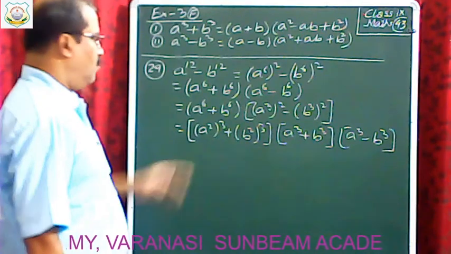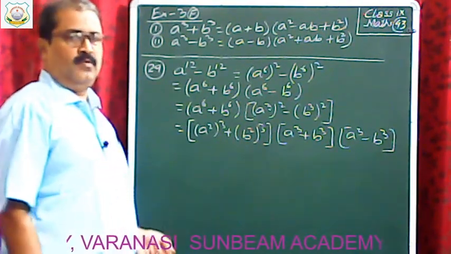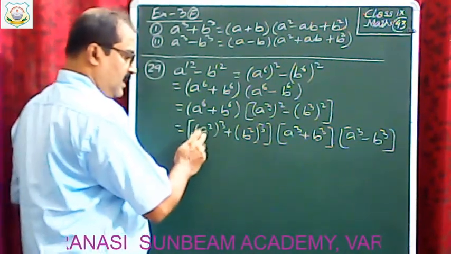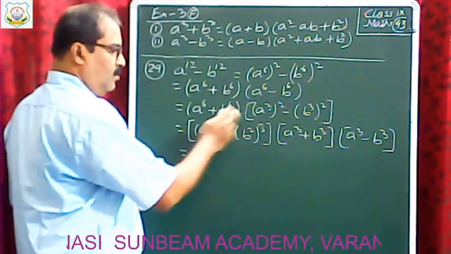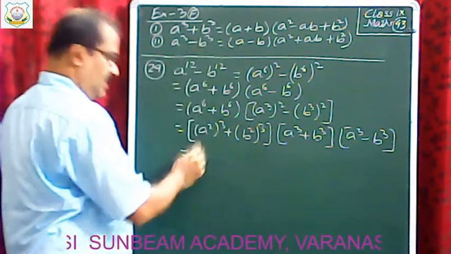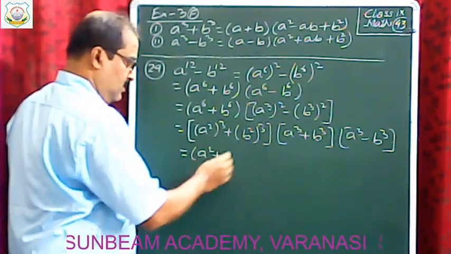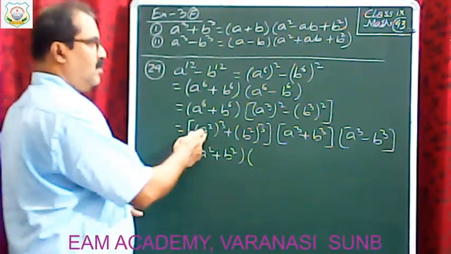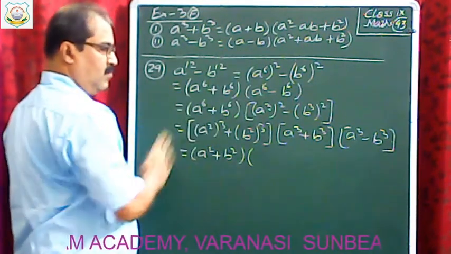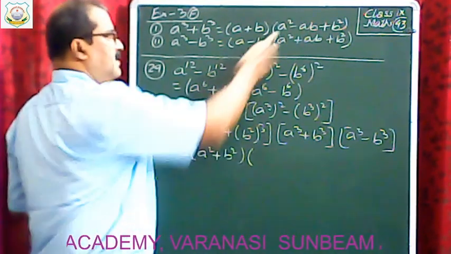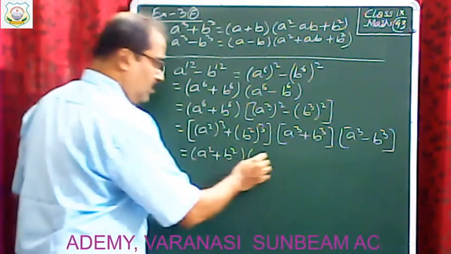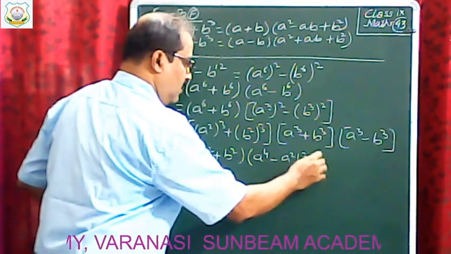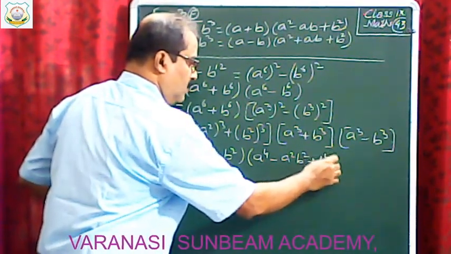Now thereafter we have to follow the identity of a cube plus b cube or a cube minus b cube. Okay, so in the first bracket a is a square and b is b square. So a cube plus b cube is (a square plus b square) times (a square whole square minus a square b square plus b square whole square), that is a to the power 4 minus a square b square plus b to the power 4.